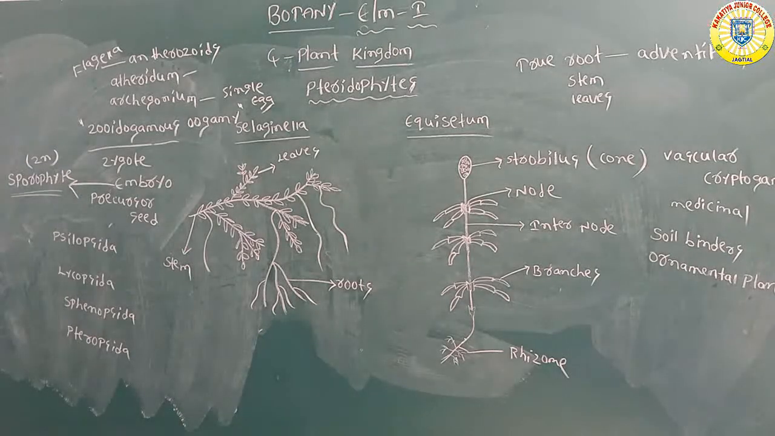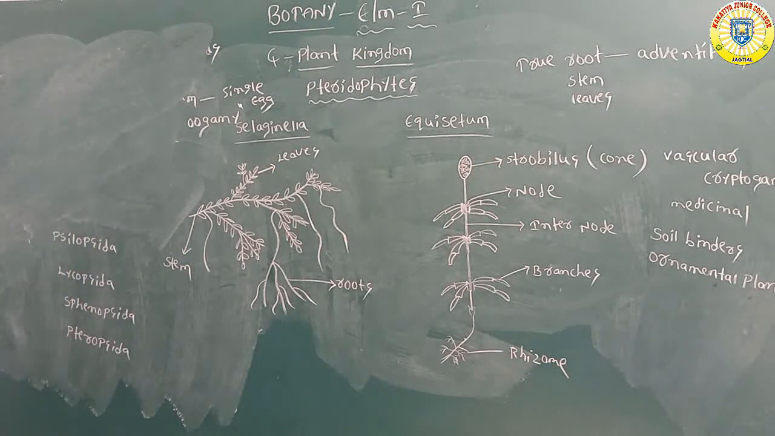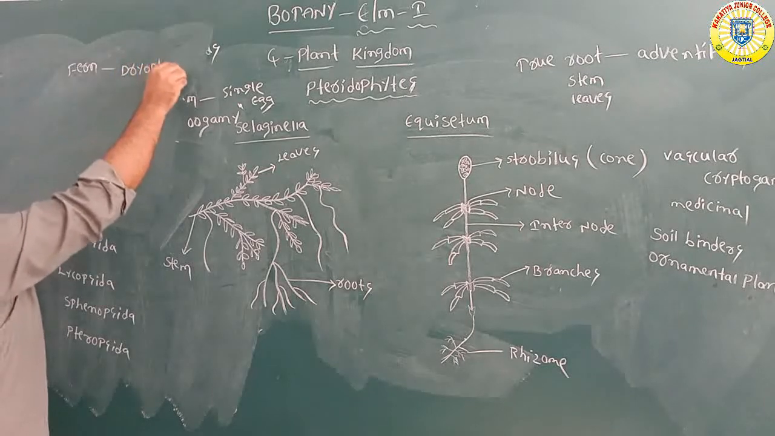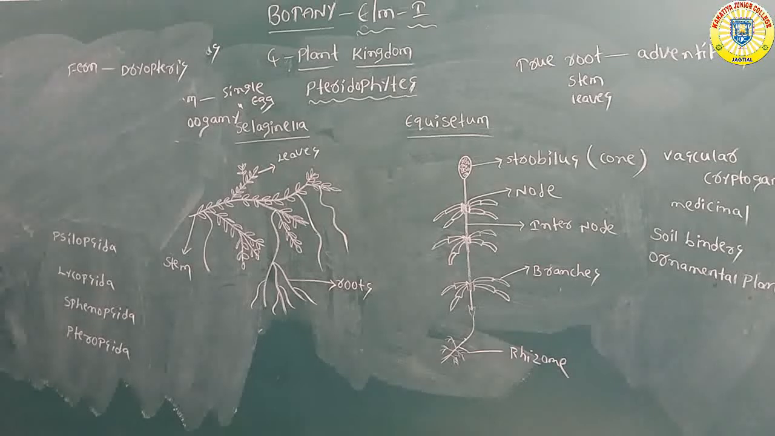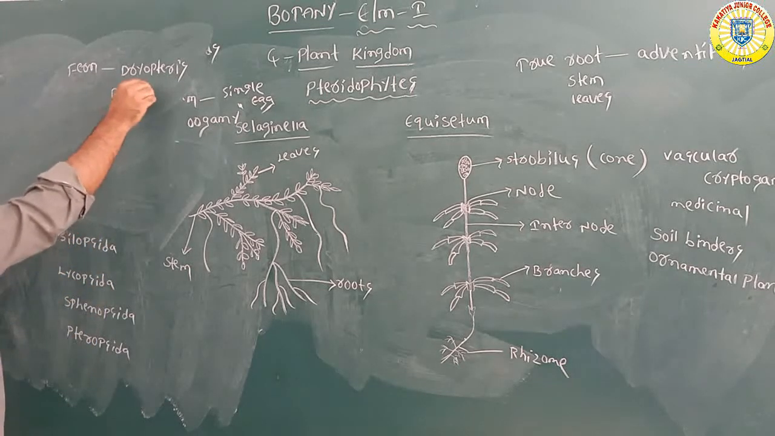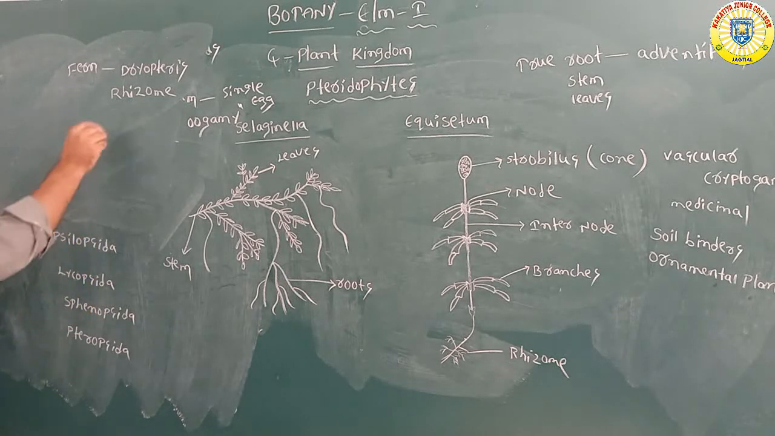If you see in some groups, some ferns like Dryopteris, which is one type of fern, the stem is a rhizome, meaning an underground stem, and the leaves are pinnately compound.